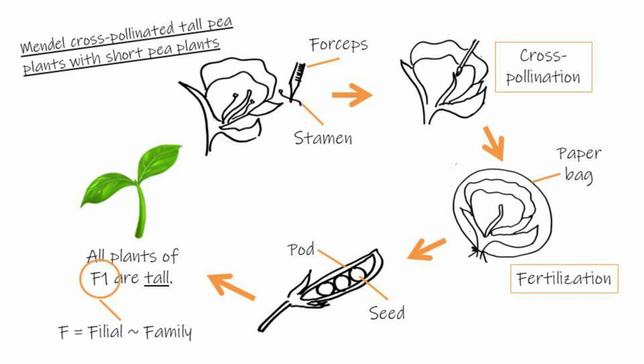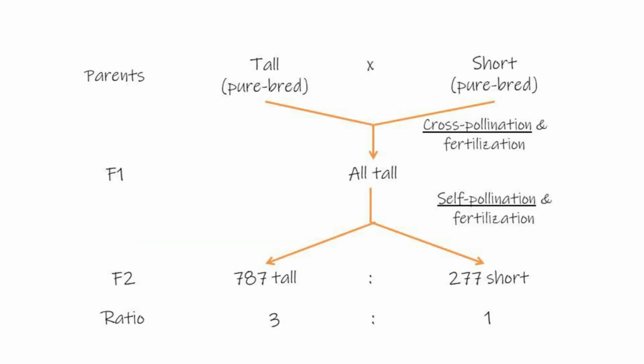Mendel then allowed the F1 generation tall plants to self-pollinate, collected and sowed their seeds. He found that offspring in the second filial generation, F2, contained 787 tall plants and 277 short ones. The ratio of tall to short plants was about 3:1. The experimental work carried out by Mendel is an example of a monohybrid cross.